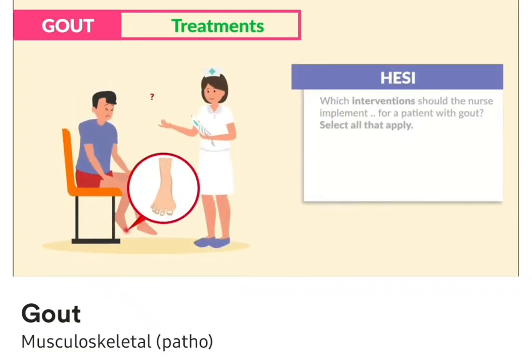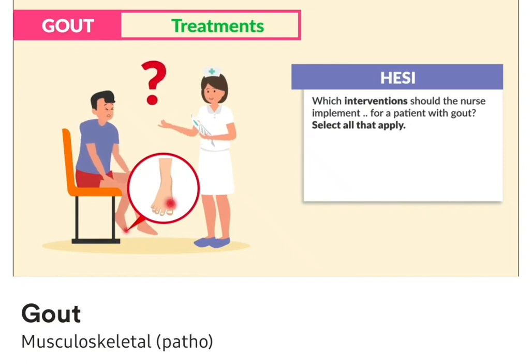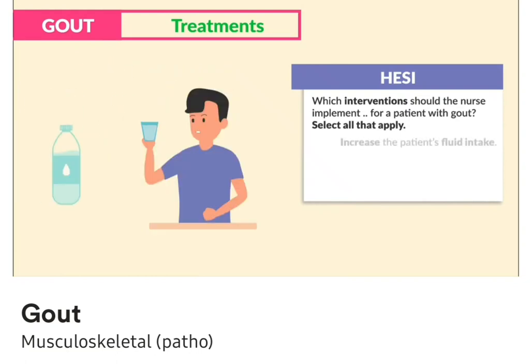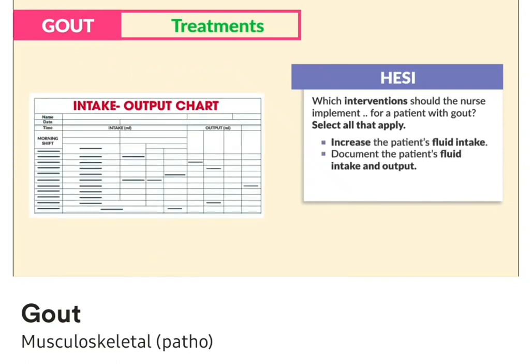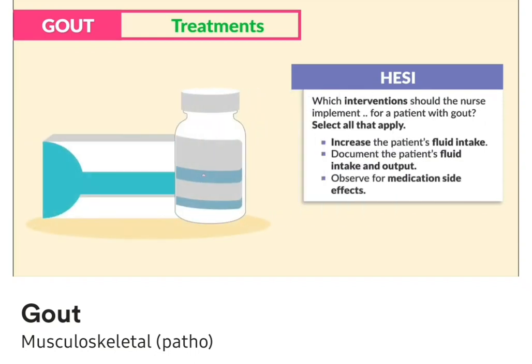So Hesse mentions, which interventions should the nurse implement for a patient with gout? Select all that apply. Increase the patient's fluid intake, document the patient's fluid intake and output, and observe for medication side effects.